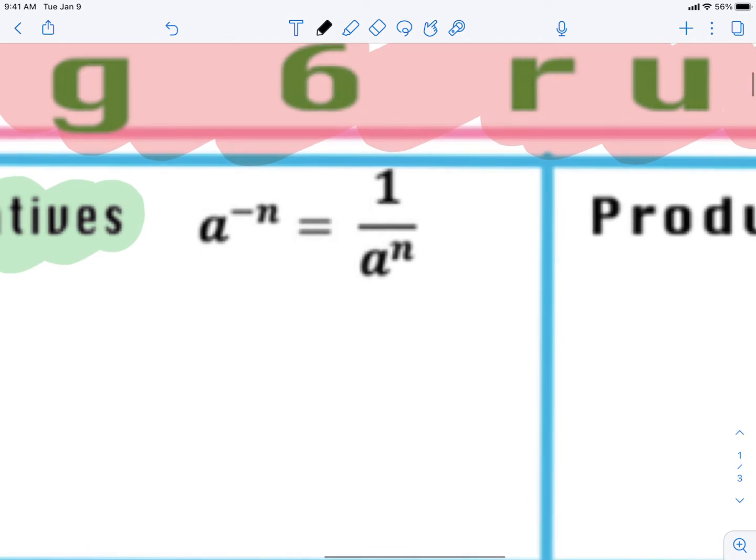The way this works is a to the negative n is equal to 1 over a to the n. Let me show you how that works a little better. If I make this a fraction, and I say I only want positive exponents, that means that this a to the negative n has to go down to the bottom now. It was on top of the fraction, but now it's got to go down to the bottom of this fraction and become a to the positive n. Let me give you some examples here.